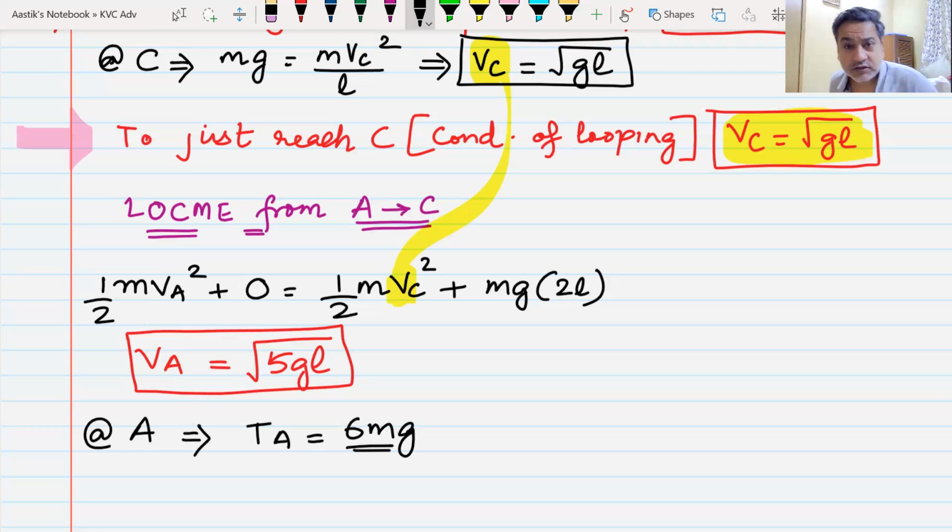So now we know the condition for completing the loop in 4 different ways. The first way is tension at the highest point should be equal to 0. Second way, the velocity at the highest point should be equal to under root GL. Third, the tension at the lowest point should be equal to 6 mg. Fourth, the speed at the lowest point should be equal to under root 5GL. Do we understand this?